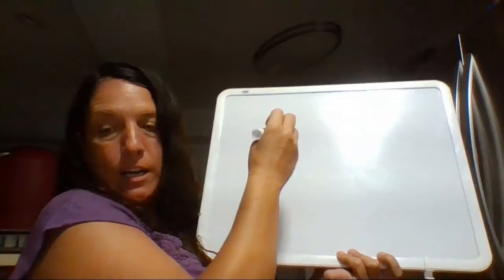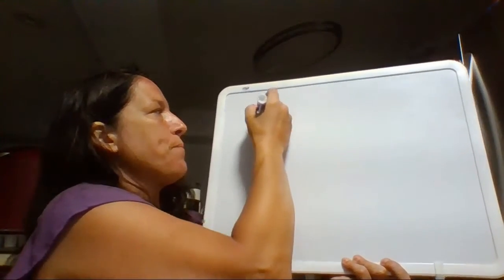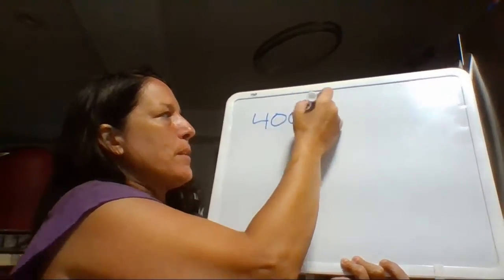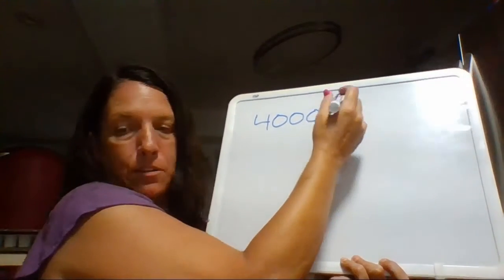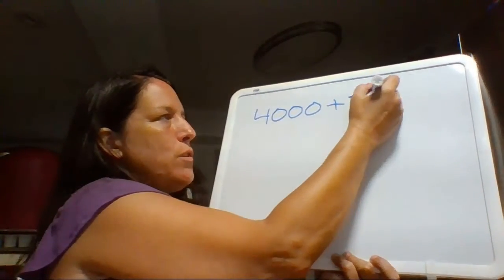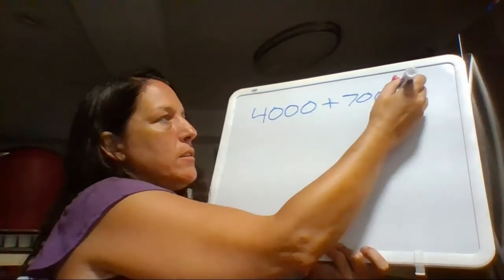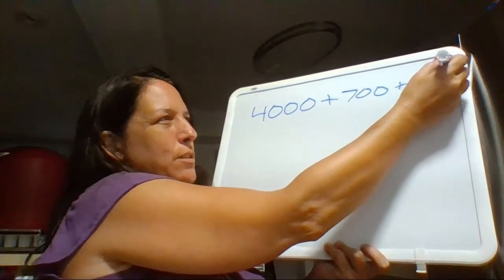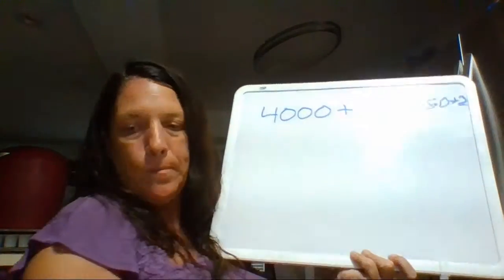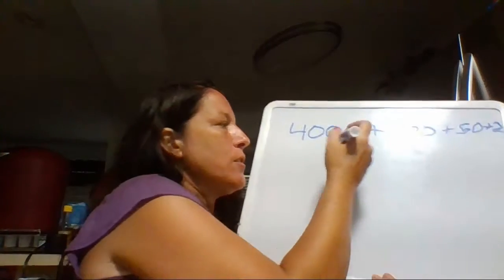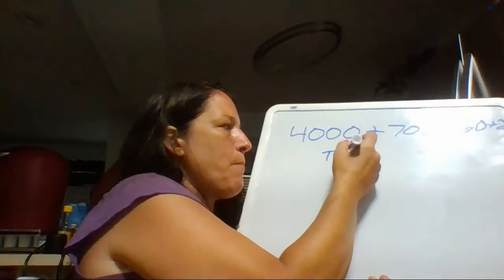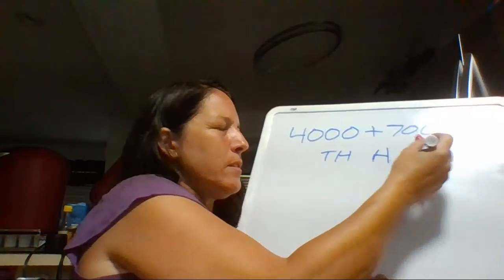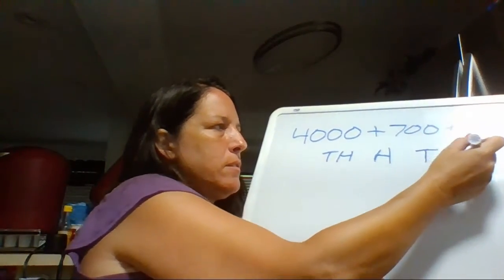All right. Number 2 was that expanded form I mentioned yesterday, right? Except this time they're showing you the expanded form, and you have to find the standard number. So it says 4,000 plus 700 plus 50 plus 2. I ran out of room. Okay. So let's think about this. Thousands, hundreds, tens, ones.